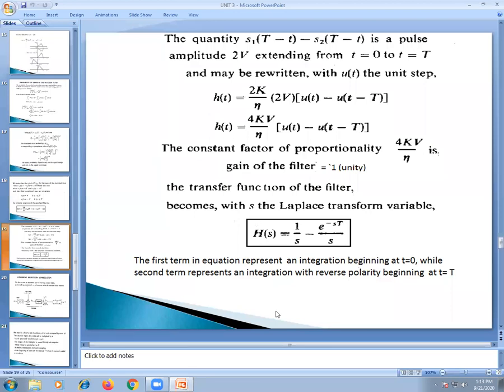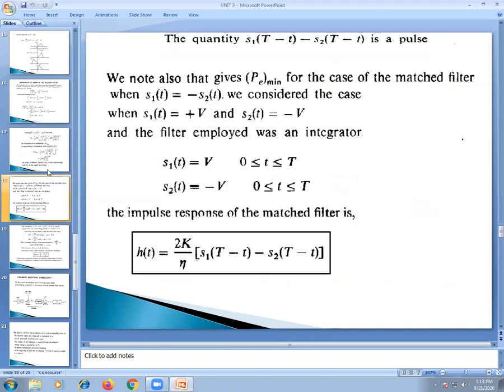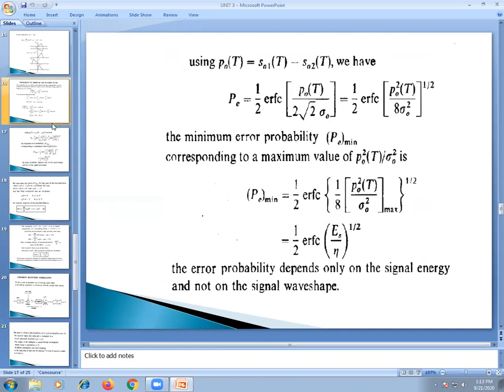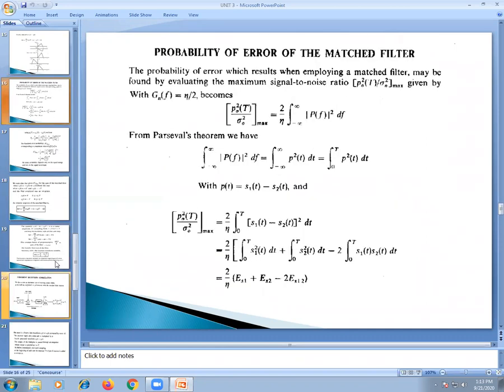Okay. So this is the concept of probability of error of the matched filter.